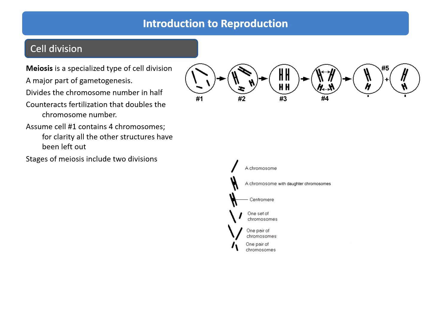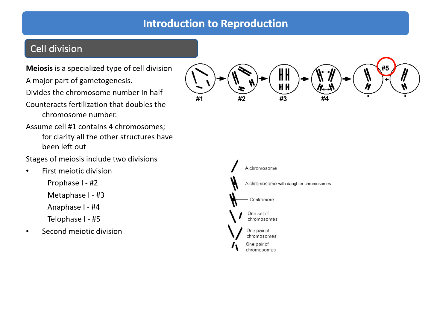The stages of meiosis include 2 divisions. In the first meiotic division, prophase 1 occurs. In metaphase 1, the pairs of chromosomes line up in the middle of the cell. Anaphase 1, they're separated, and in telophase 1, the cell divides in 2.